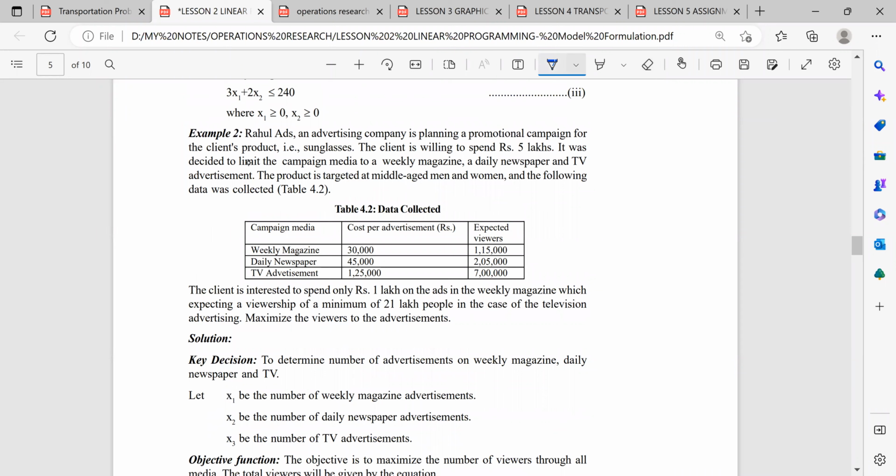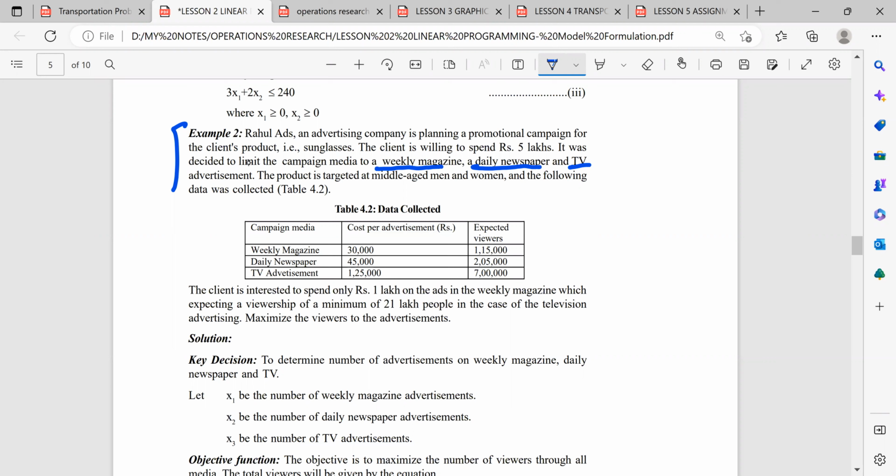But in the next example, example 2, you are told an advertising company is planning a promotional campaign for the client's product, that is sunglasses. The client is willing to spend 5 shillings. Sorry about the units of money here. It was decided to limit the campaign media to a weekly magazine. So we have a weekly magazine, a daily newspaper and TV. So we have 3 channels through which we can advertise. The product is targeted at middle-aged men and women, and the following data was collected.